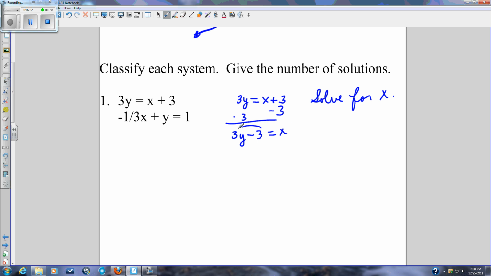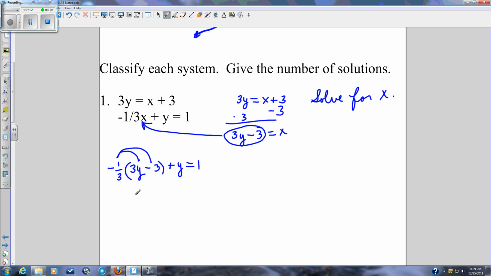And then what I'm going to do with that is substitute it in place of x in the second equation. So I'm going to have negative 1/3 times, in parentheses, don't forget the parentheses, 3y minus 3, plus y equals 1. Okay, now I need to solve it. I need to distribute negative 1/3 through the parentheses.